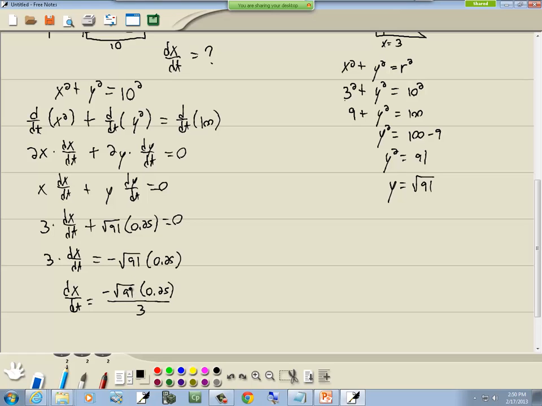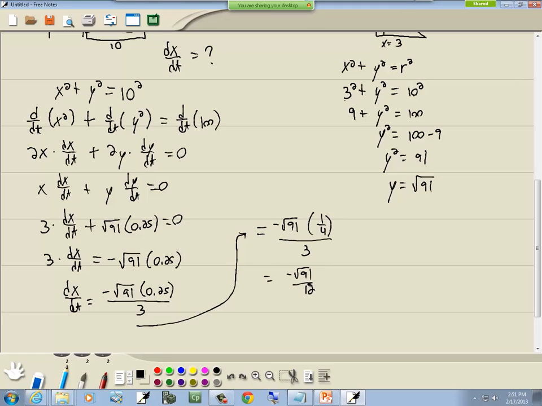Different ways you could solve this one. If you want to leave it in the exact form, then we could change the 0.25 to 25 over 100, or 1/4, and reduce it from there. If we did that, in case you're curious, this would become negative square root of 91 times 1/4 over 3. And you take that denominator, put it down with this one, and this gives us negative square root of 91 over 12. Or we could get a decimal approximation.